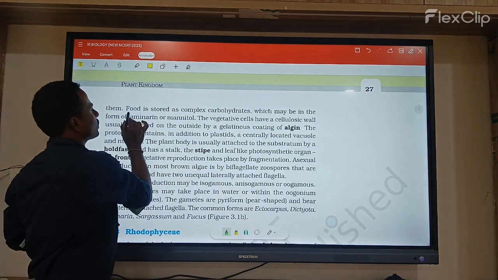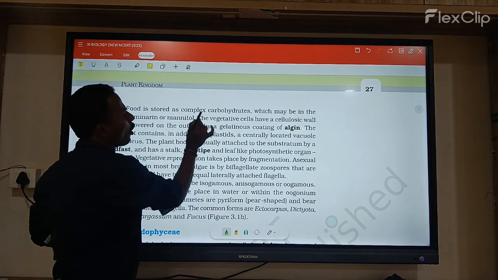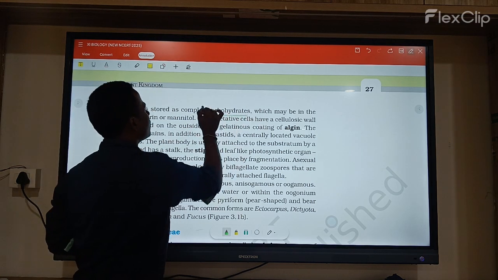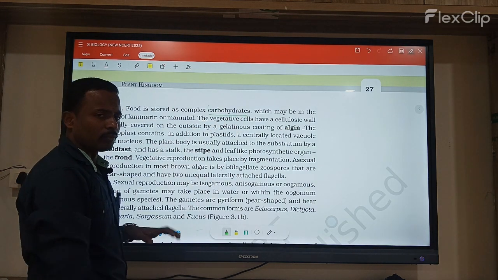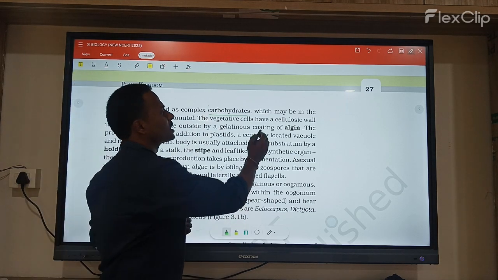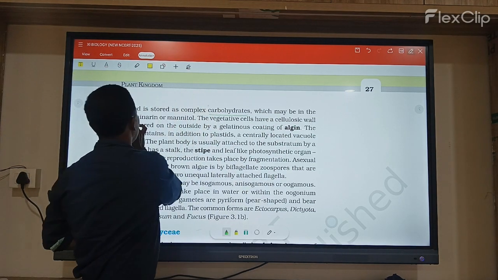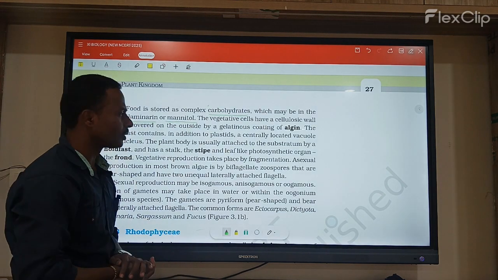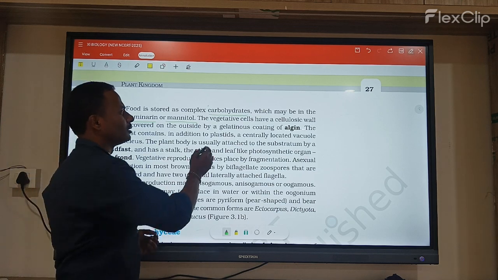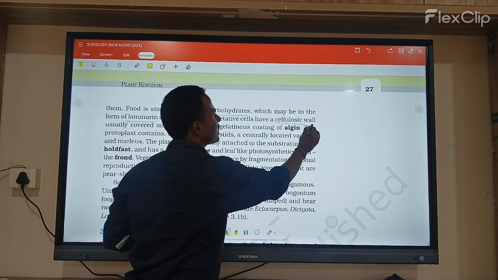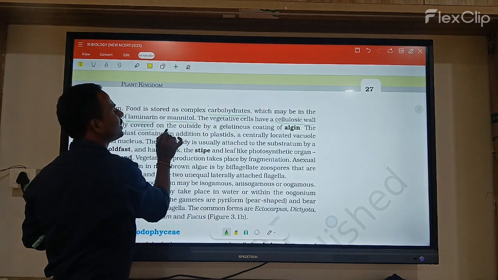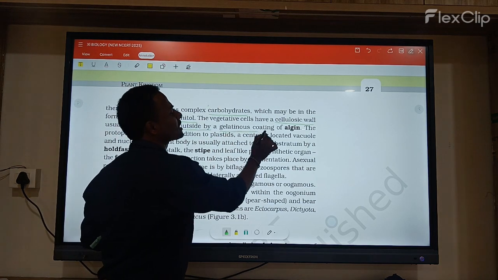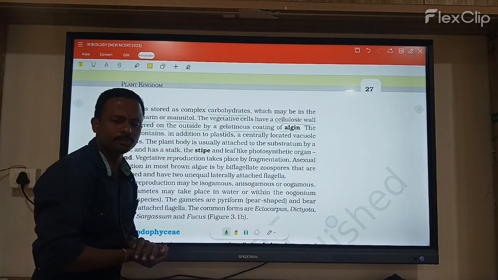Now, here the food is stored as complex carbohydrates. In these Phaeophyceae members, the food is stored in the form of carbohydrates, maybe laminarin or mannitol. The vegetative cells have cellulosic walls, usually covered on the outside by a gelatinous coating of algin.